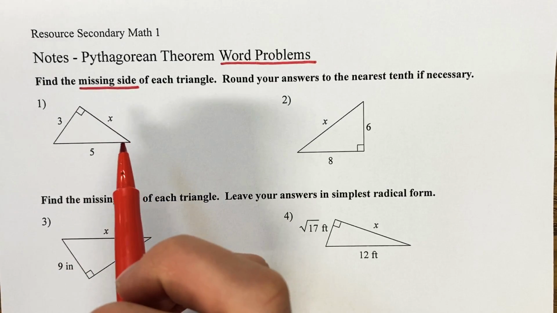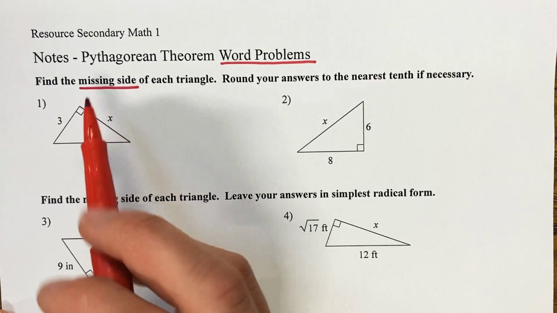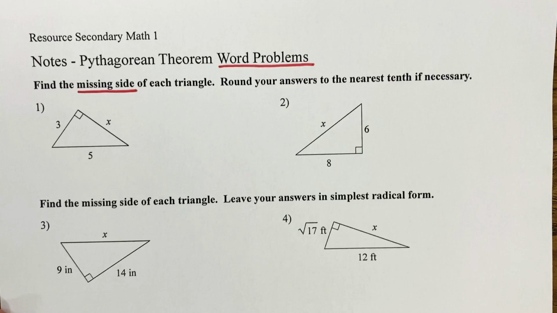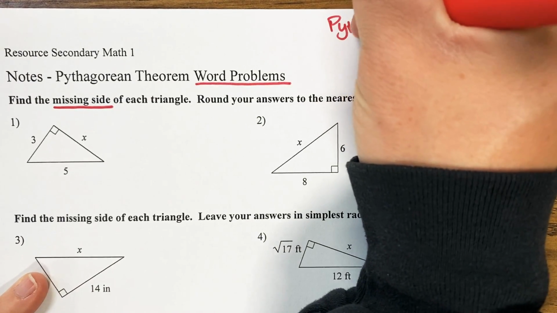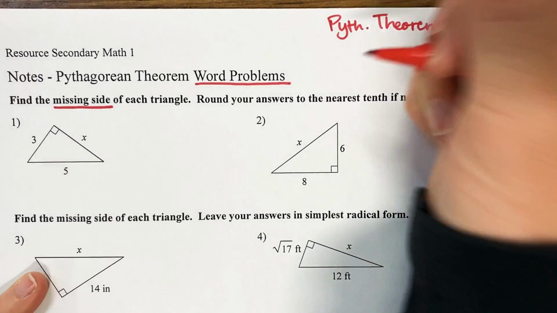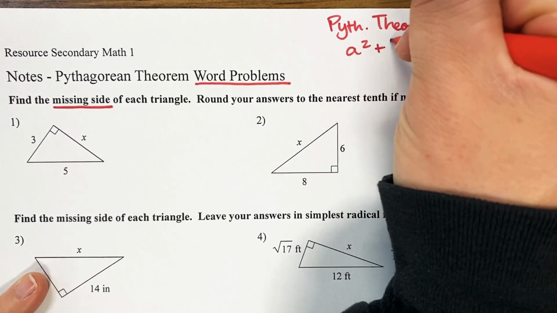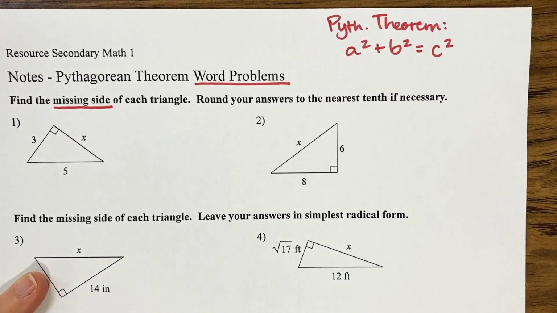We've been working with angles a little bit. We're not going to work with angles today. So we're going to find the missing side. So let's go ahead and remind ourselves what the Pythagorean theorem is. So let's go ahead and write that in the top of our paper. Pythagorean theorem is always a squared plus b squared equals c squared.